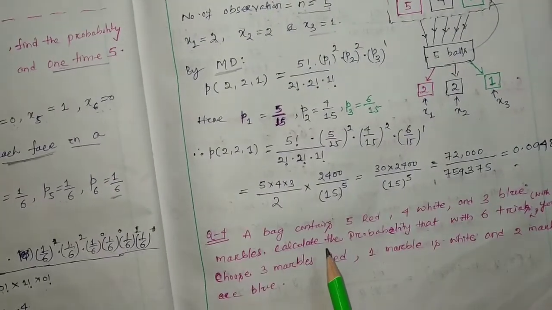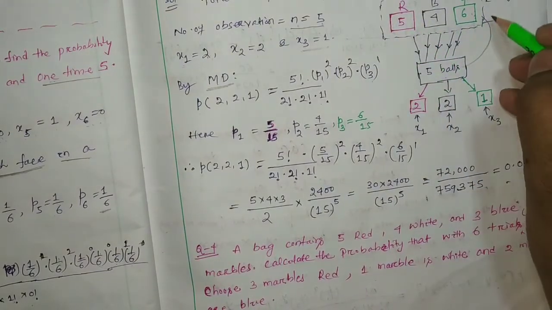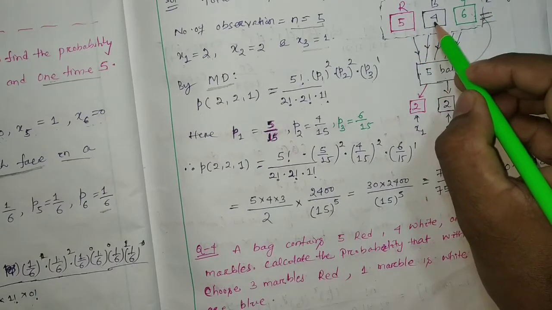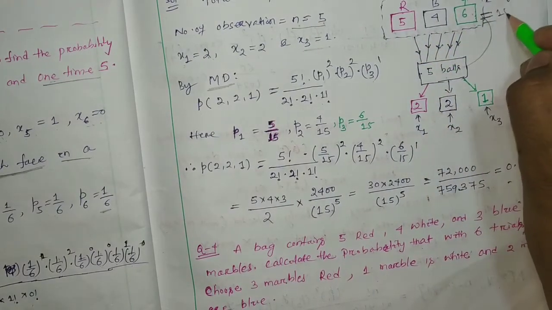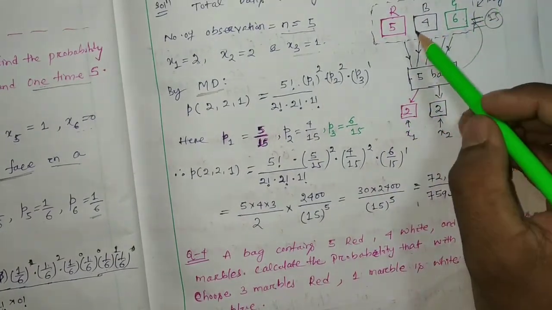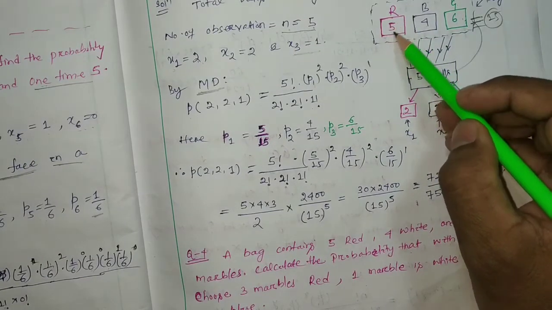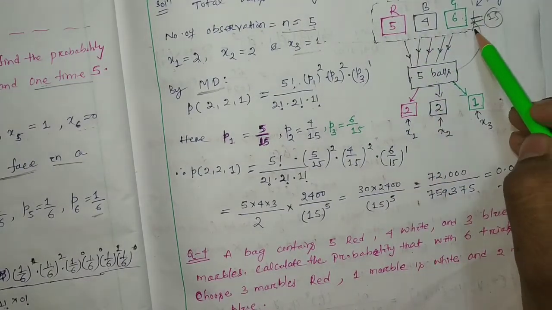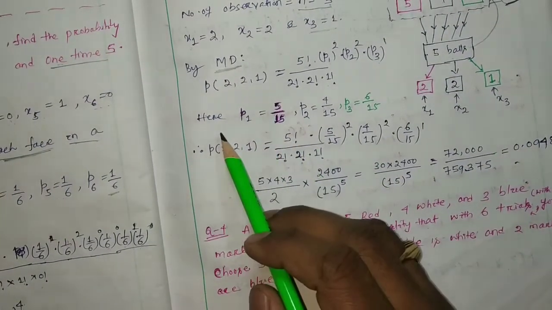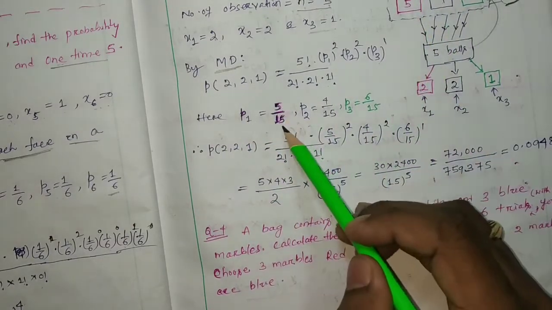Here you can see that in a bag 5 red balls are there, but the total number of balls is how many? 5 plus 4 is 9, plus 6 is 15 balls. So if I draw one ball and it is red, what will be the probability? The total number of red balls is 5 and the total number of balls in the bag is 15. The probability of getting red, P1, will be equal to 5 by 15.